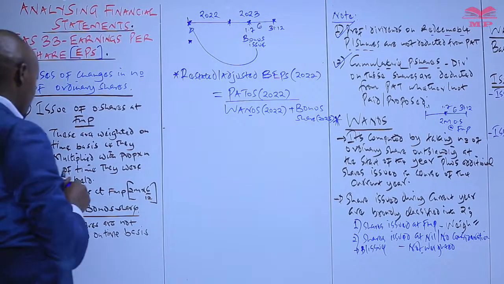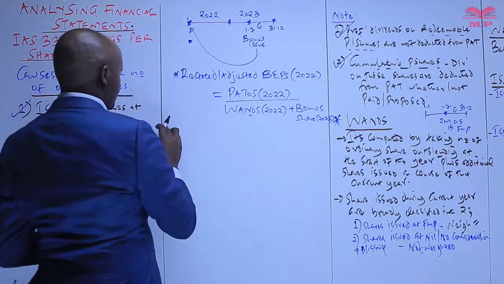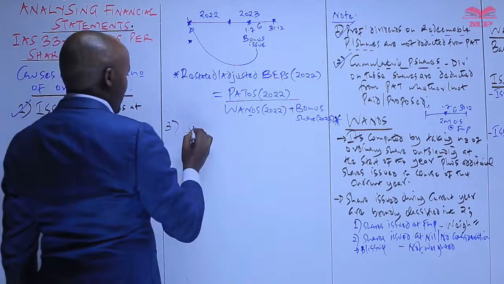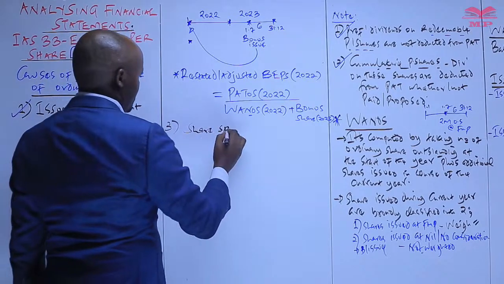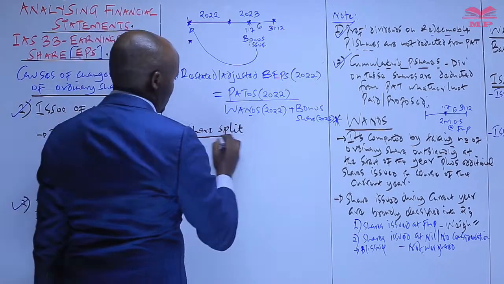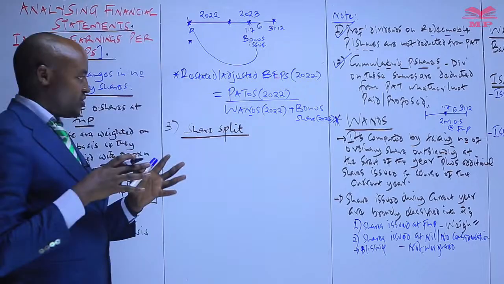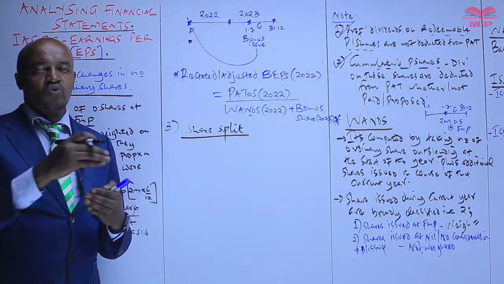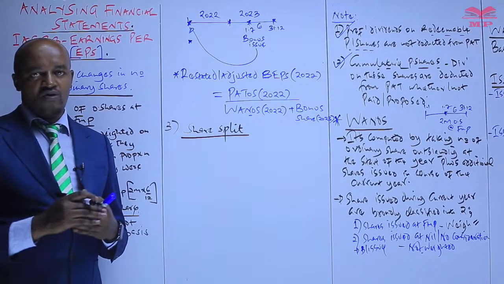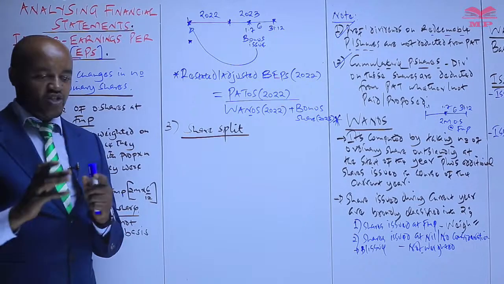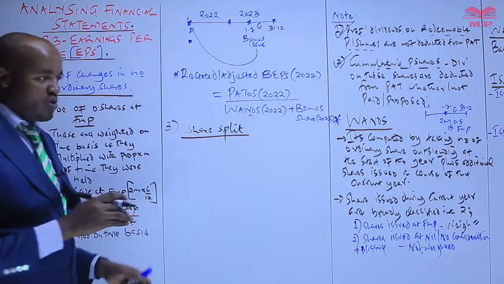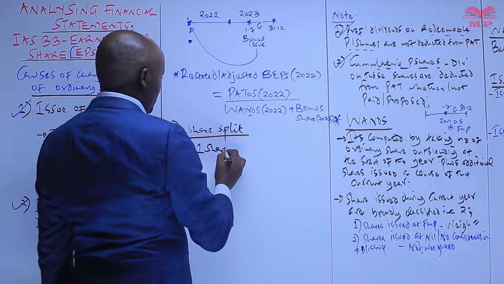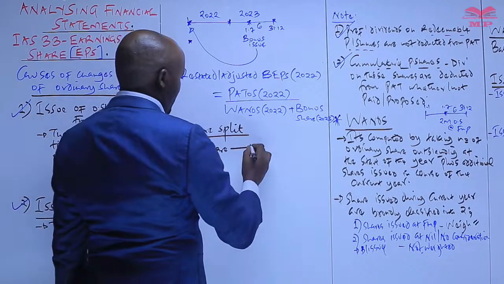So the other type of issue, number 3, or the other reason why the number of shares issued at the start of the year may change is due to something called a share split. A share split. So when we talk about a share split, this is where the company subdivides one share into 2 or more shares of a lower par value. One share will be subdivided into 2 or more shares. For example, in this case, you can be told that the directors of the company have decided to split one share into 4 shares.